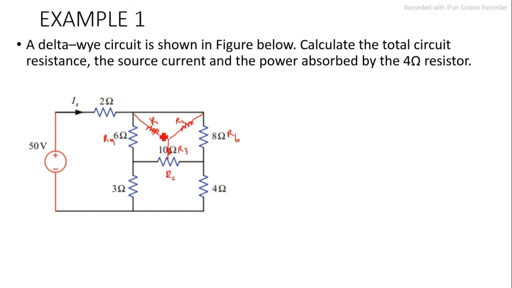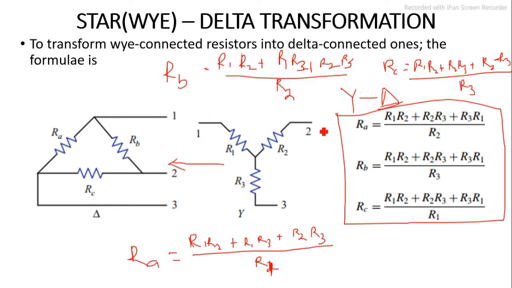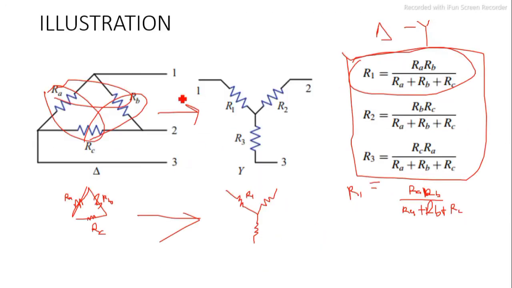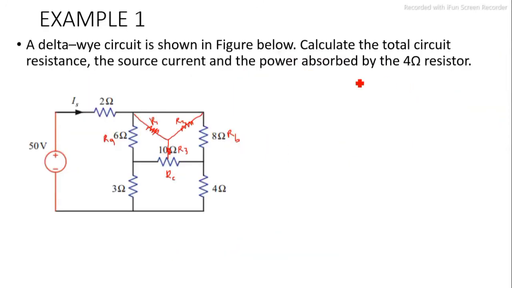So let's find our R1. From delta to Y, what do we have? We have the product of the first two over the sum of all the resistors. So the product of any of these two. So your R1 now will be equal to RA times RB over RA plus RB plus RC.